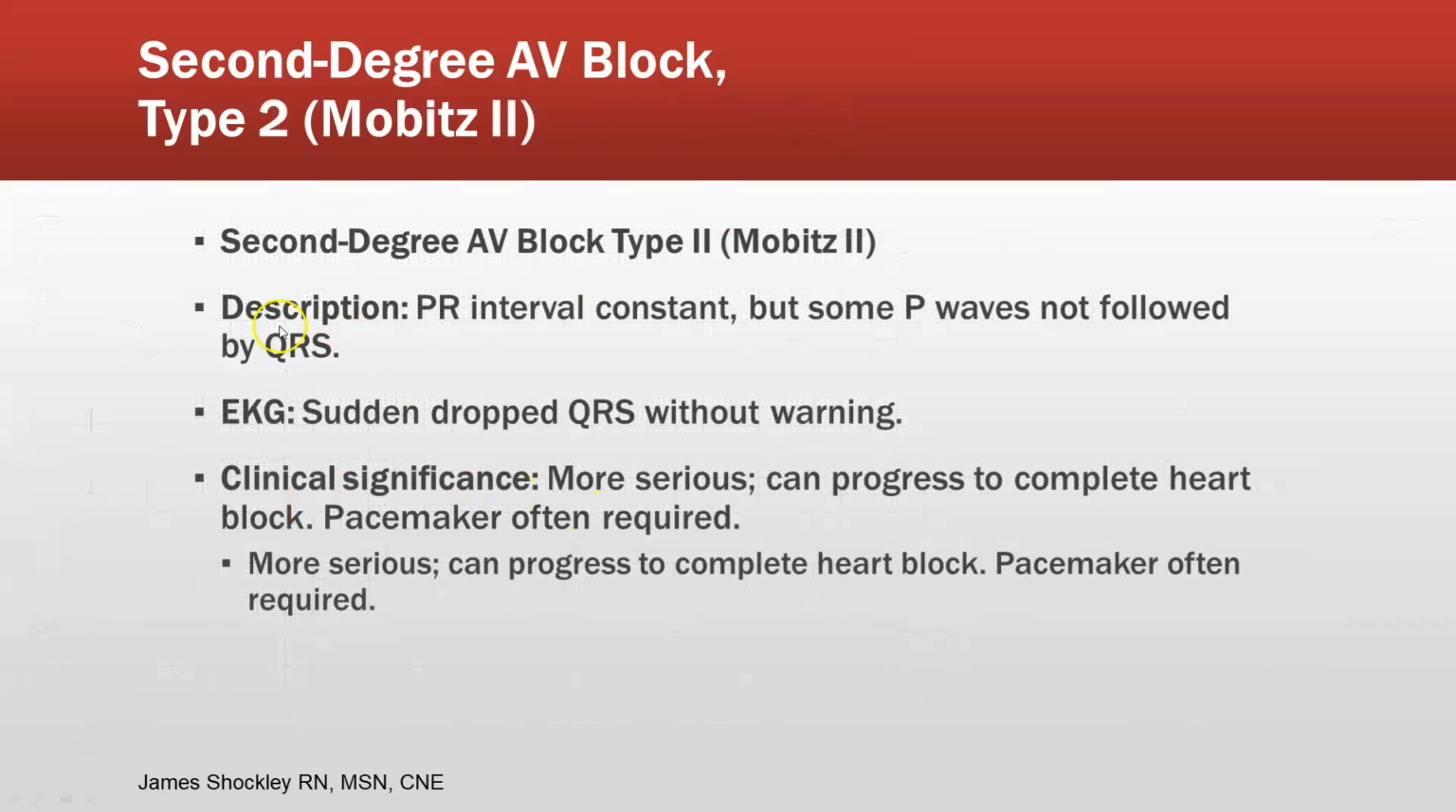So, second degree type 2, we've talked about it's the PRI is constant, but you will have more P's than QRS's, so you'll have sudden dropping in the QRS. It's generally more serious. It can progress to a complete heart block, and pacemakers are often required.